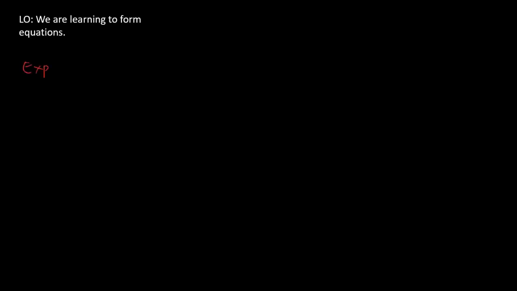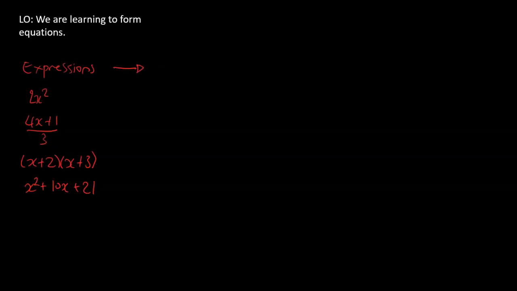So we've been looking at expressions for the last wee while. And expressions are just where you've got some numbers like 2x squared. Maybe it was something like 4x plus 1 over 3. Maybe it was something like x plus 2, x plus 3 as a bracket quadratic. Maybe it was x squared plus 10x plus 21. Maybe it would look like those. So we're moving away from expressions and we're moving towards something called equations.